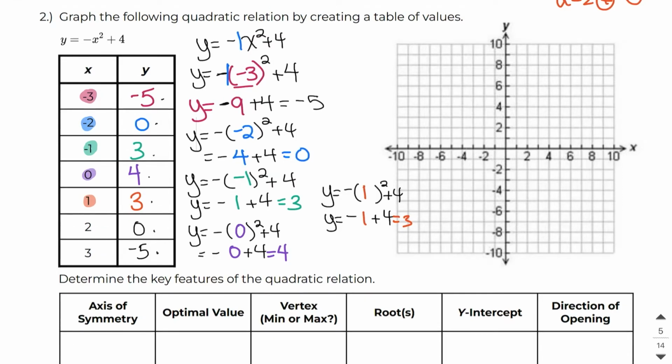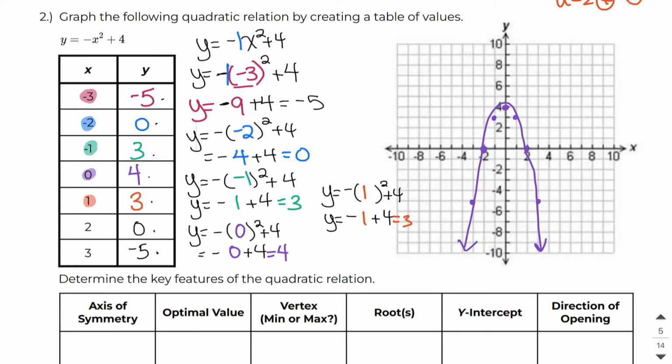So the first point is -3, -5. I'm going to go to the left 3, down 5. Next point is -2, 0, left 2, and then I don't go up or down at all anywhere. Then I've got -1, 3, 0, 4, 1, 3, 2, 0, and then 3, -5. So here, this is what my parabola is going to look like.